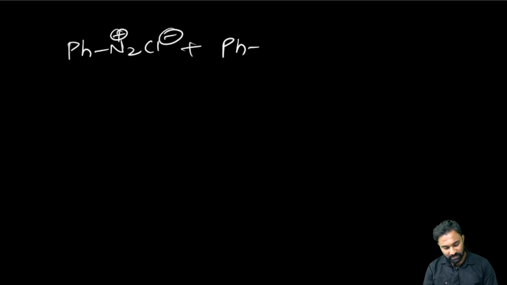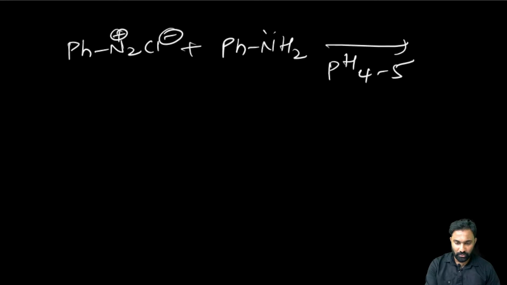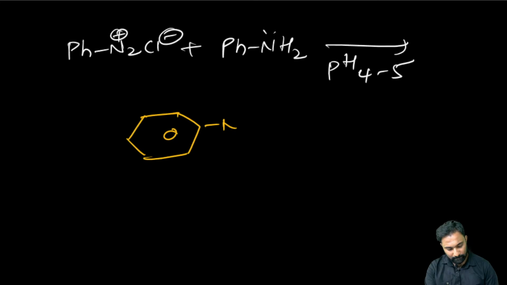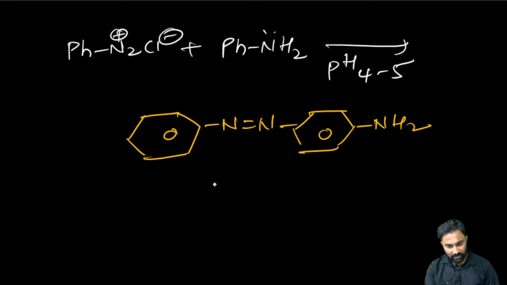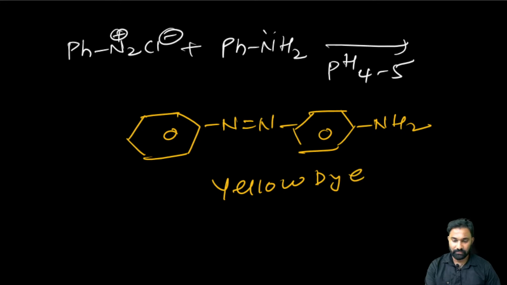If it is aniline, it is yellow color. Yes, pH and the NH2 if they are given. Now here the pH should be 4 to 5. Now here the yellow color dye. If it is a phenol, that is orange color dye. If it is an aniline, you will get the yellow color dye. Yellow color dye, right?